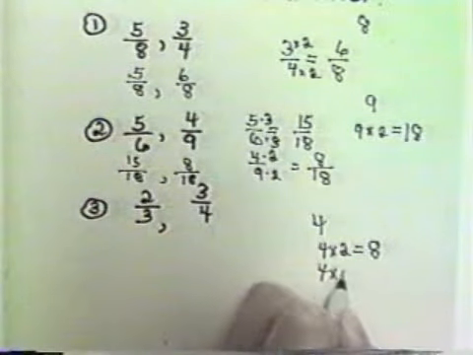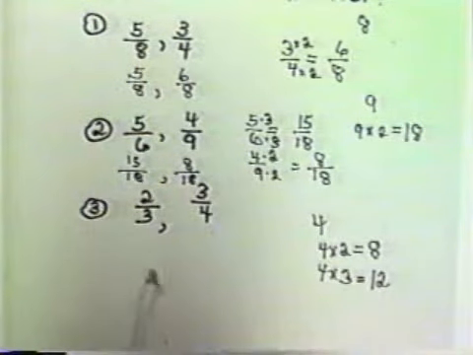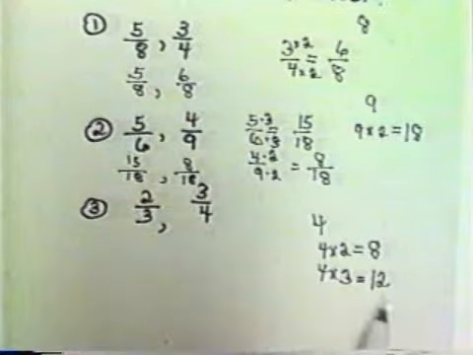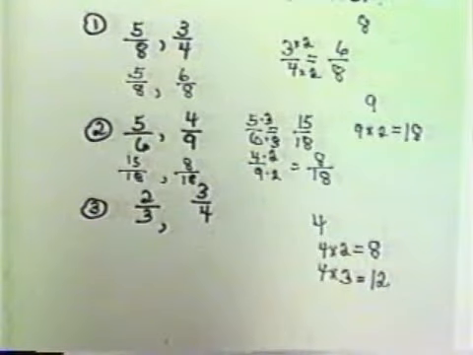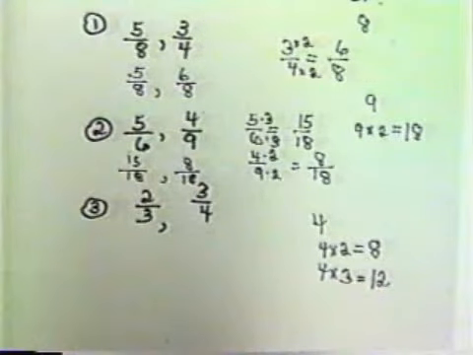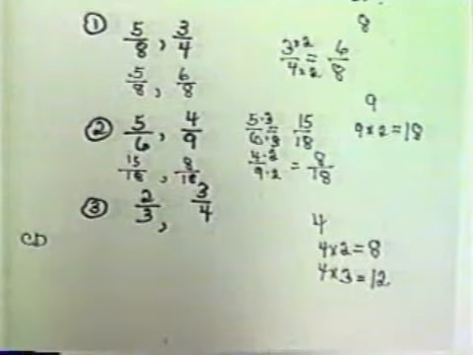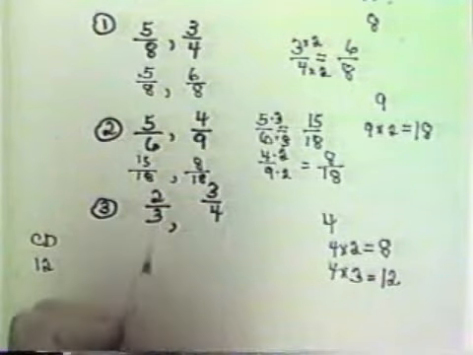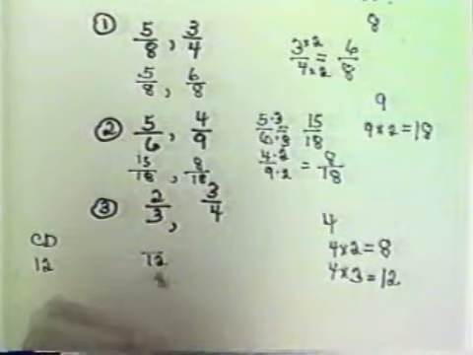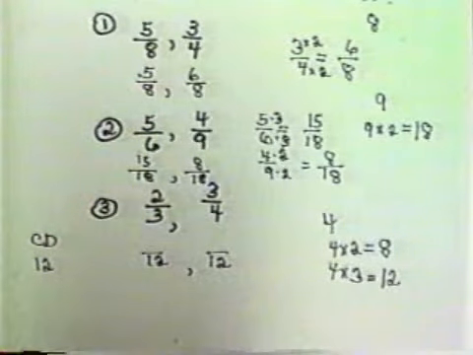And this time let's try 4 times 3. That gives us 12. So I want to see, can I turn 3 into 12 by multiplying 3 by something to give me 12? Yes, I can. I can multiply 3 by 4 and get 12. So my common denominator that I'm going to use is going to be 12. So I'm going to change 2/3 into so many 12ths, and I'm going to change 3/4 into so many 12ths. So let's come down here to the bottom and do that.